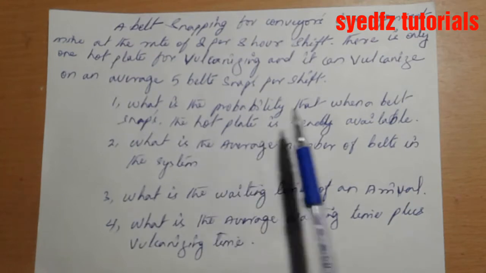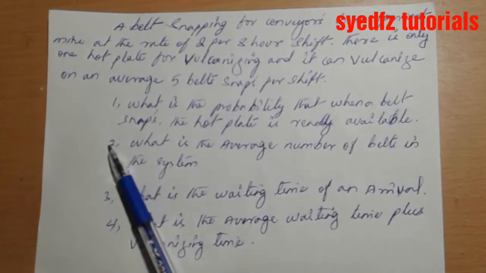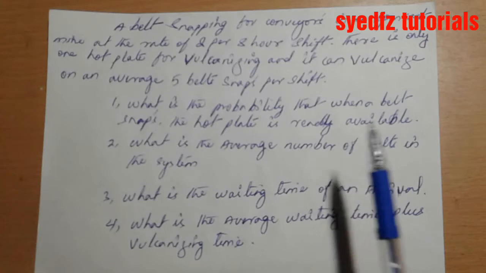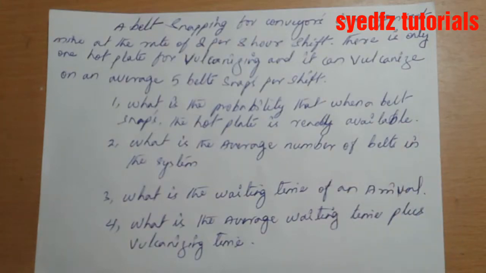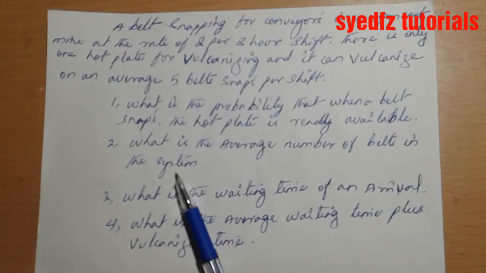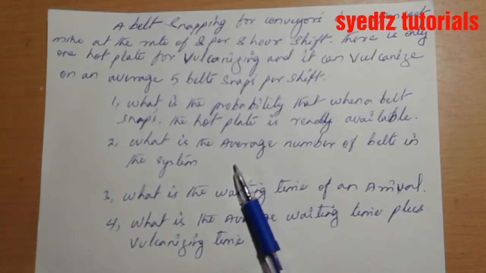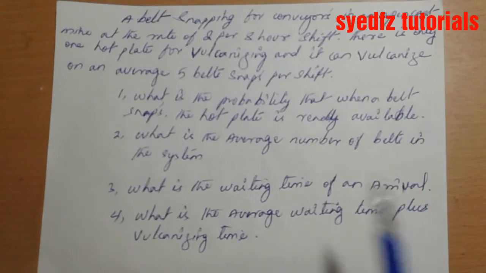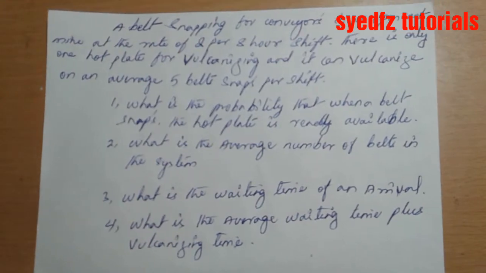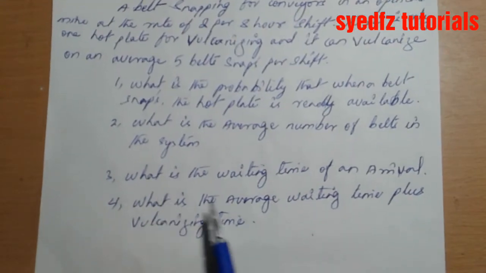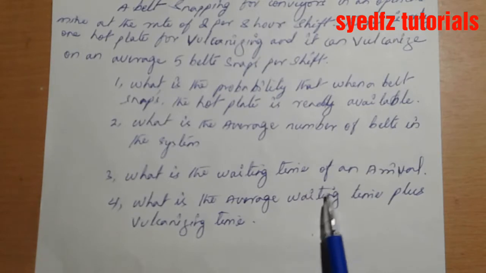What is the probability that when a belt snaps the hot plate is readily available, and what is the average number of belts in the system? We have to calculate the average number of belts in the system using the first formula, and then the waiting time of an arrival.